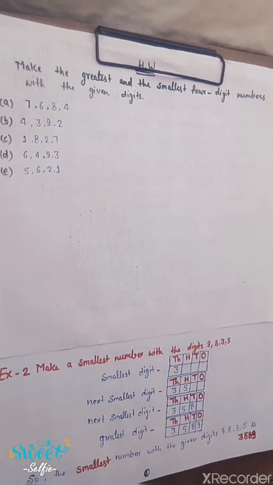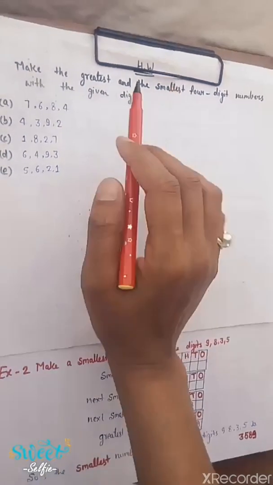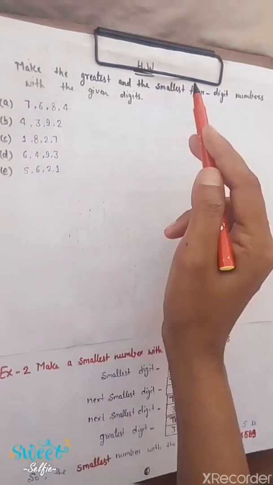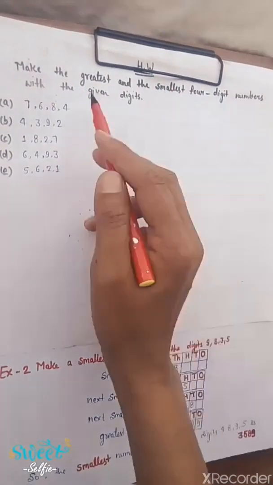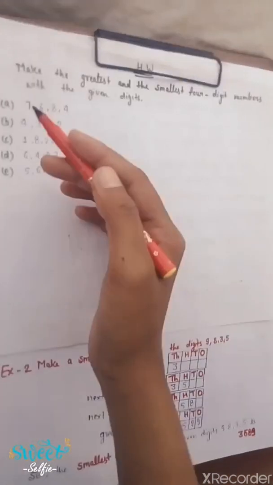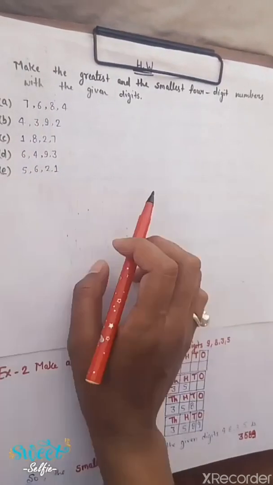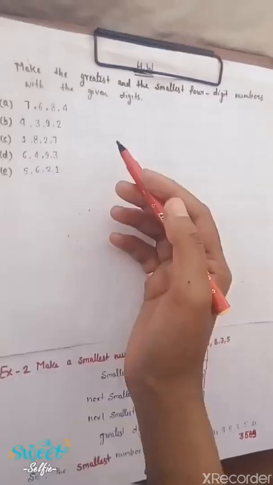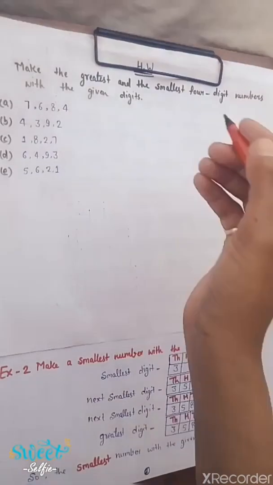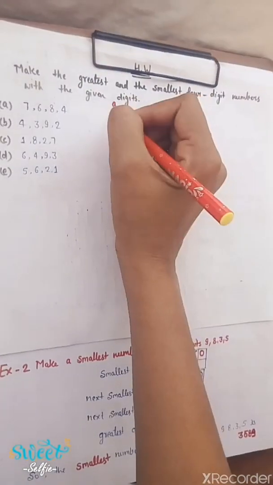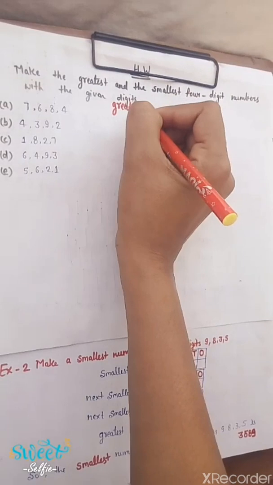Now it's time for your homework. So look at your homework. Your homework is to make the greatest and smallest 4-digit number with the given digits. There are some digits in A, B, C, D and E. By using them, you have to make 4-digit numbers, firstly the greatest number and then the smallest number.